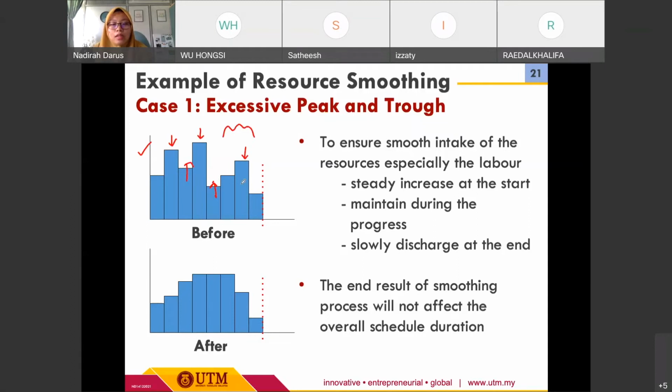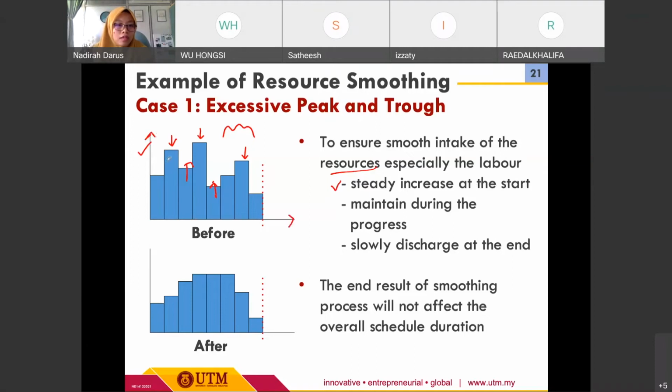So the main purpose of resource smoothing is to ensure a smooth intake of the resource, especially the labor. Most of the time, the project planner would like to have a smooth resource plan for the manpower so that they can have good project progress, so that the manpower allocation is able to deliver or construct the project very well. We need to ensure that there will be a steady increase at the start, throughout the duration.